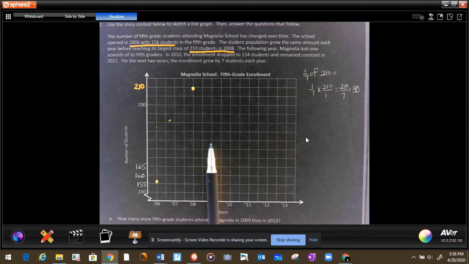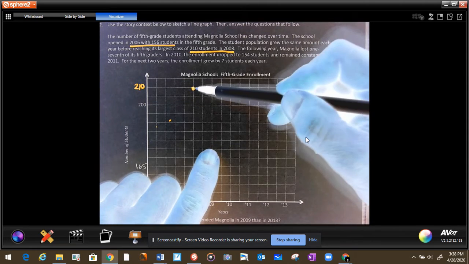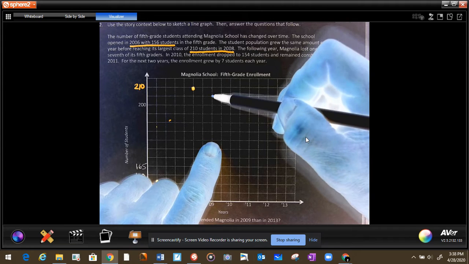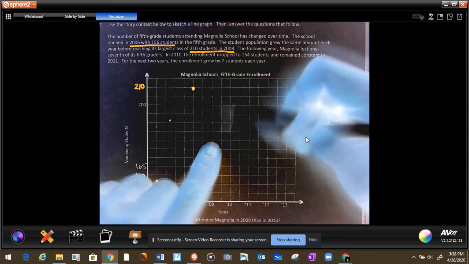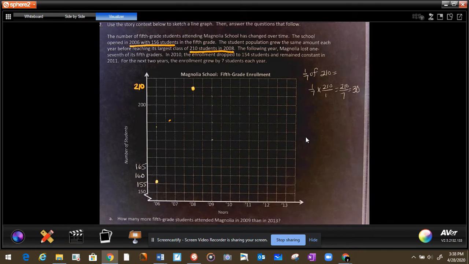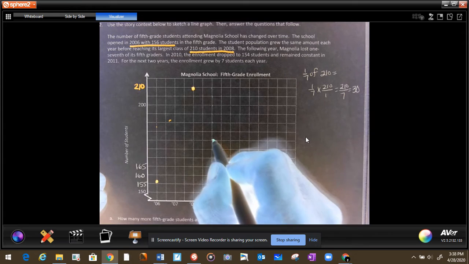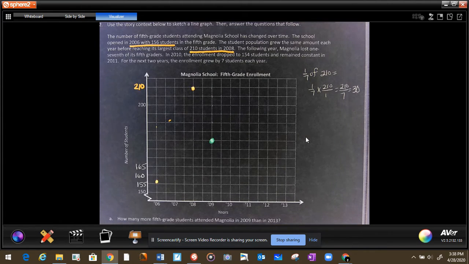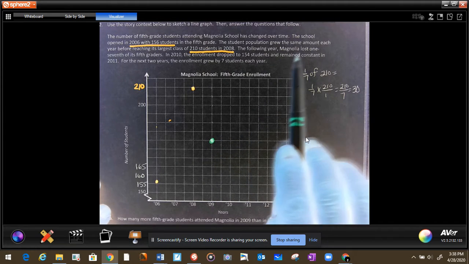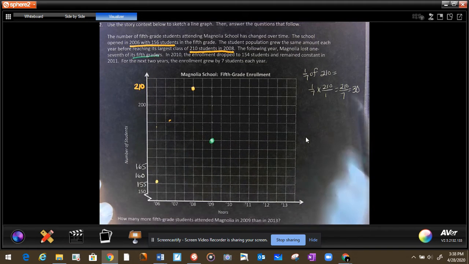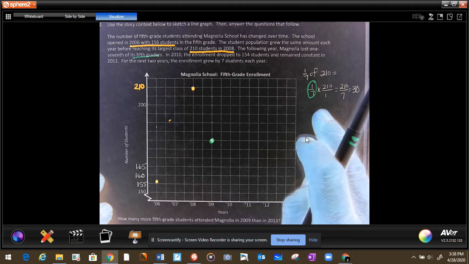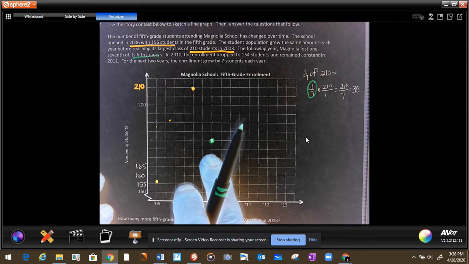So we're going to count by 5. For 2009, it's going to go 5, 10, 15, 20, 25, 30. That's exactly where we're going to mark 2009. Okay, 2009 hits right here. Our next piece of information says we already have 2009, where they lost 1/7 of them, which is the math that we did on the side. They lost that many students, which is 30 of them.